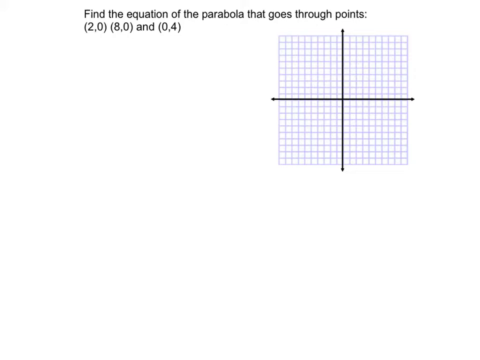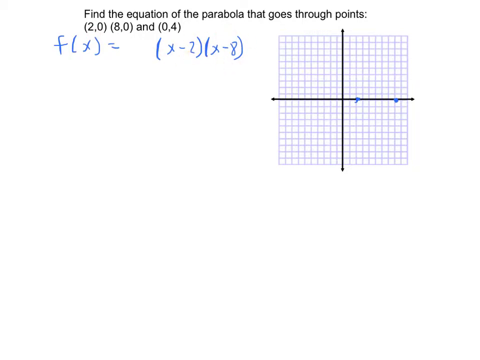I'm given 3 points, and I need to find the equation of the parabola that hits all 3 of them. Fortunately, 2 of those 3 points are x-intercepts. So I know that it has to go through these points, and I can already begin to structure the rule that way. I'm going to put it into factored form because I know when I put in a 2 minus 2, this is going to be 0.